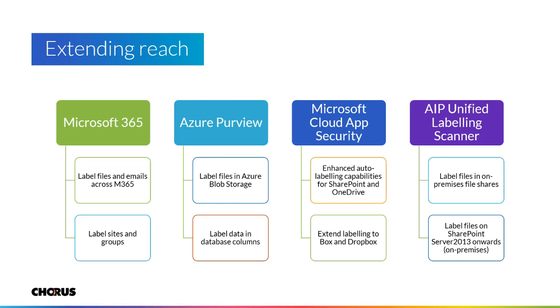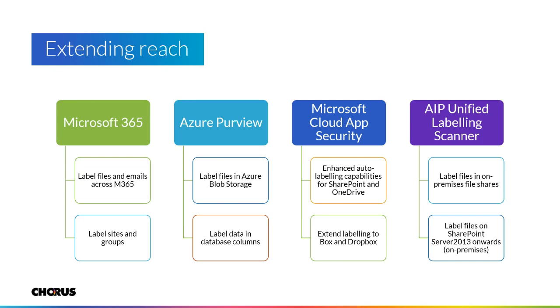Azure Purview, just briefly, is a data catalog. The idea is you connect it up to all your data sources, all your databases, and you have that sort of unified, holistic view of all your data in your organization. MCAS, Microsoft Cloud App Security, also opens up a whole bunch of other opportunities. So it gives you some more sophisticated capabilities for automatic labeling in SharePoint and OneDrive. It also allows you to extend sensitivity labels to files on Box and Dropbox as well.